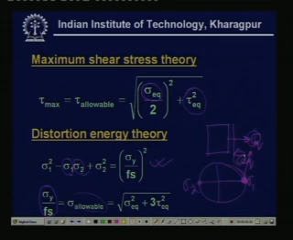So if we substitute these values in this particular expression, or in other words, sigma 1 contains these values, and if we substitute sigma 1, ultimately the form will come out to be of this nature. So in this case, either we can use the maximum shear stress theory or we can use the distortion energy theory for the design of the shaft.